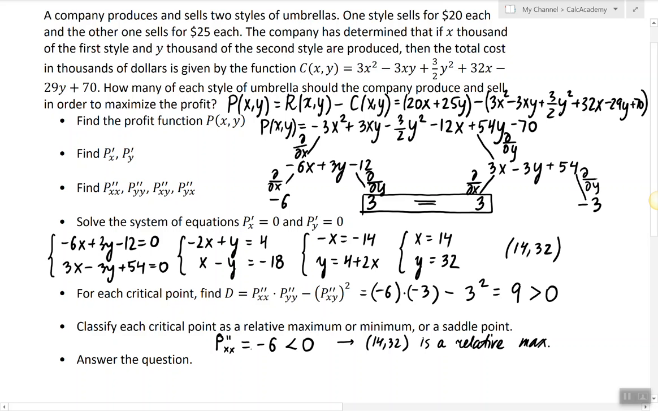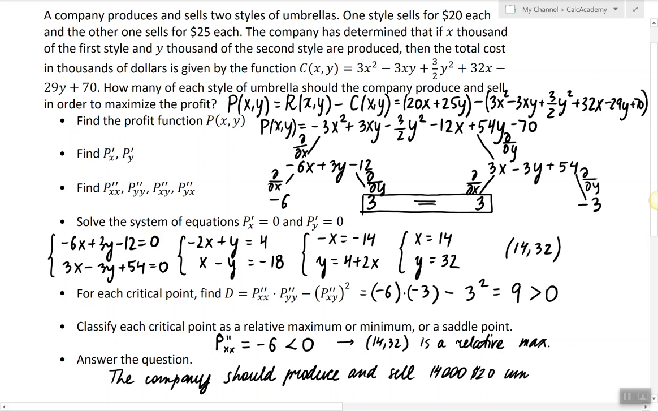So to answer the question, how much of each style of umbrella should the company produce and sell to maximize the profit, we would say the company should produce and sell 14,020 umbrellas and 32,025 umbrellas.